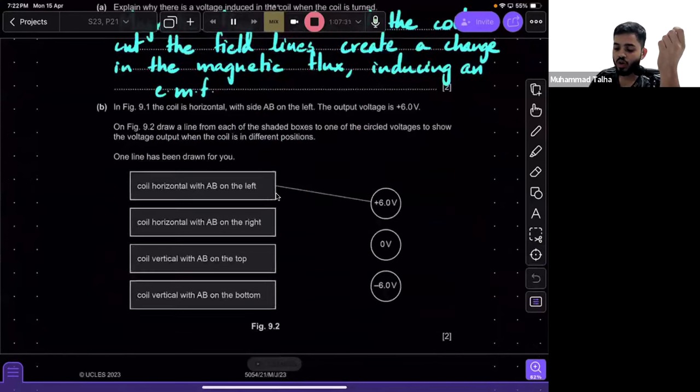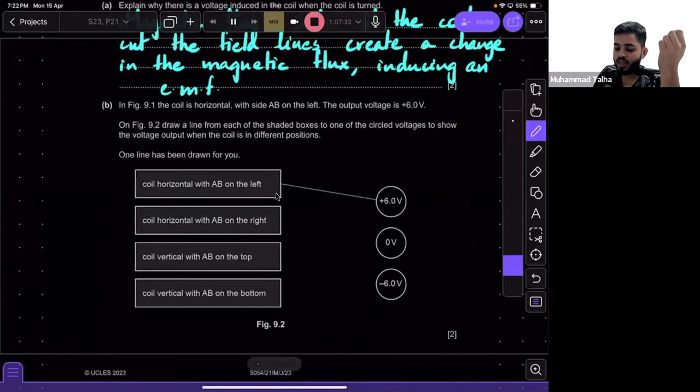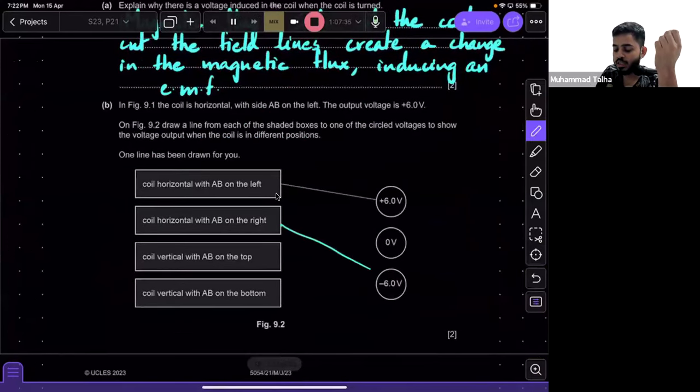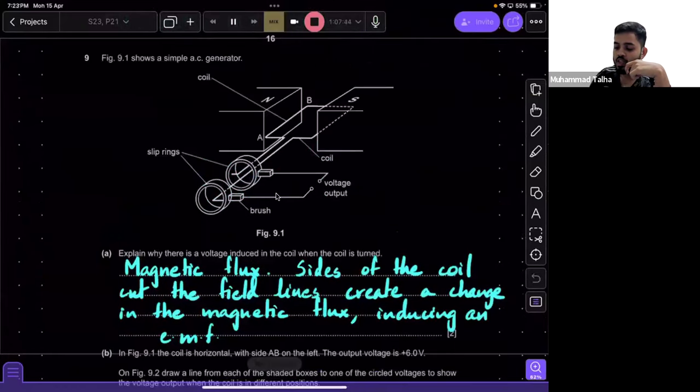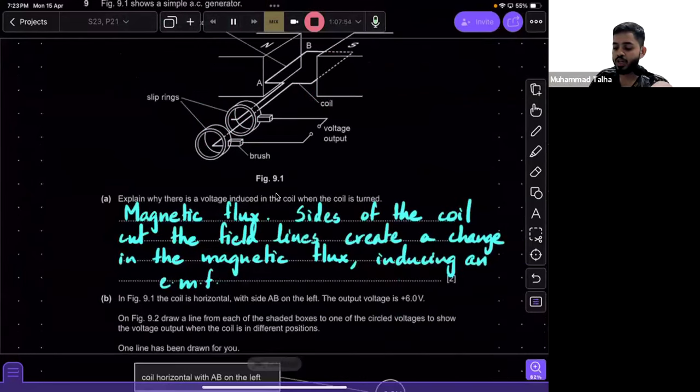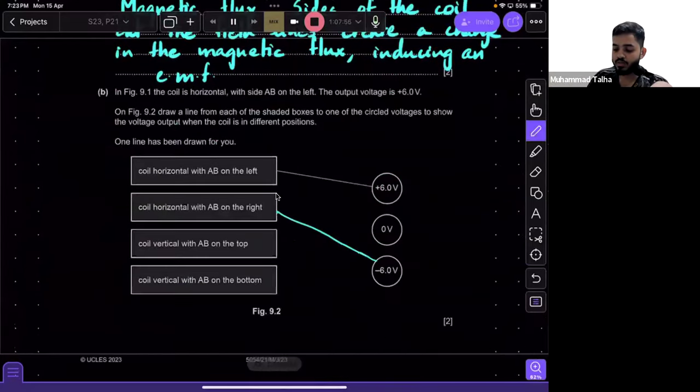So let's look at our options here. With AB on the right, I'm going to get 6 again, but this time it's going to be negative. When the coil is vertical with AB on the top or AB on the bottom, there are no field lines going to be cut in that position. And in that case, there would be no EMF induced. So both of these will not induce any EMF.